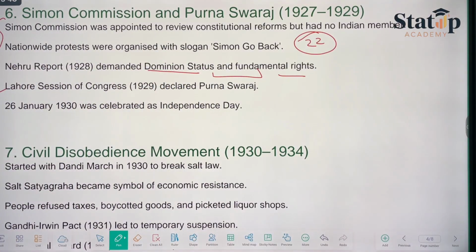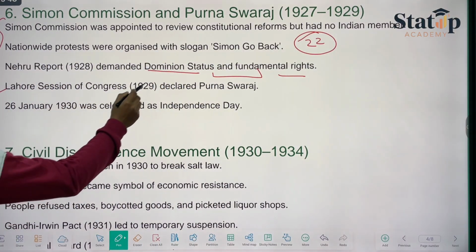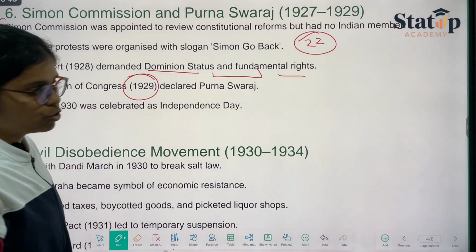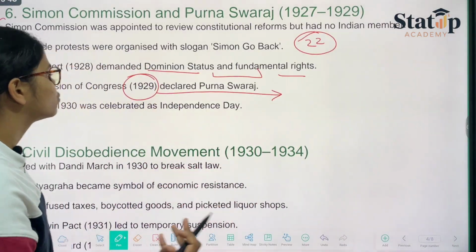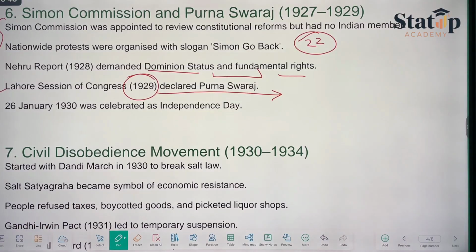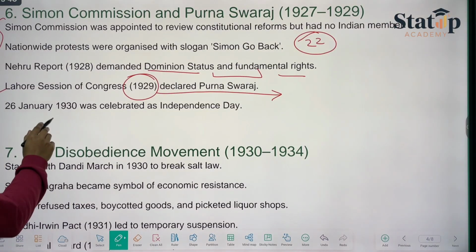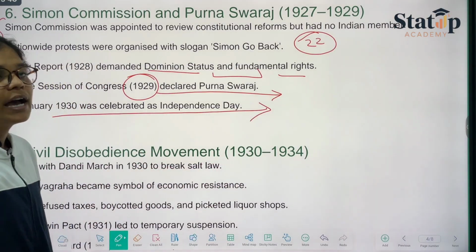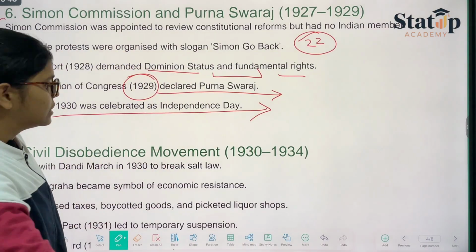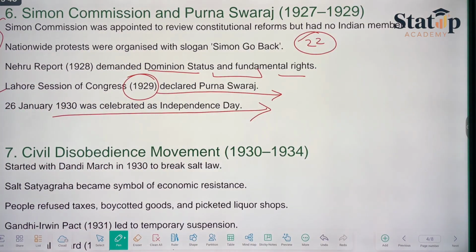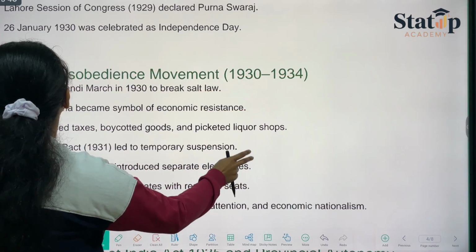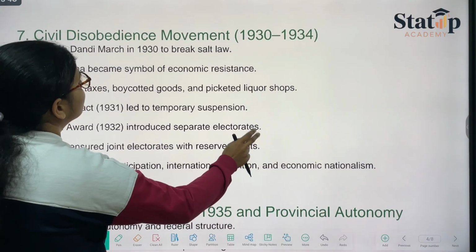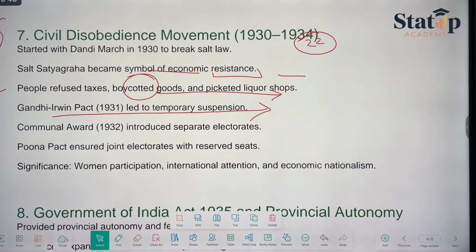So what happened was the Lahore session was there, and the demands were not met as usual. Therefore they asked to declare themselves Poorna Swaraj, means complete independence. On 26 January 1930 we celebrated Independence Day after the Poorna Swaraj session. Then we have the civil disobedience movement. Civil disobedience movement started with the Dandi March.